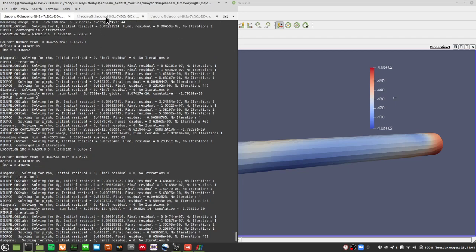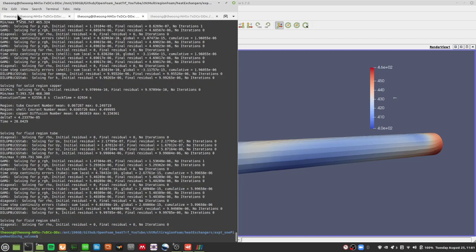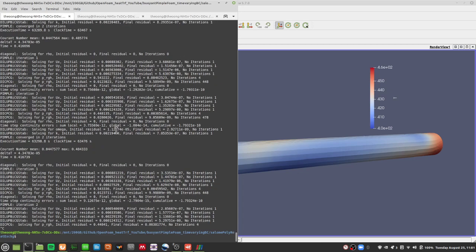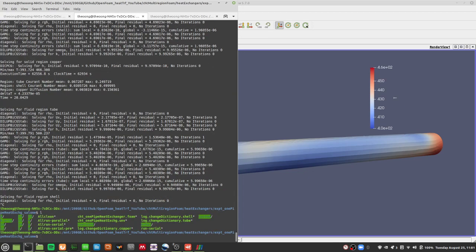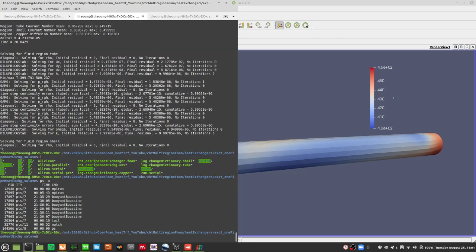Okay, so I'll stop this. That's the shell and tube side, and this is the Salome heat exchanger side. Okay, so these are buoyantPimpleFoam simulation and chtMultiRegionFoam.